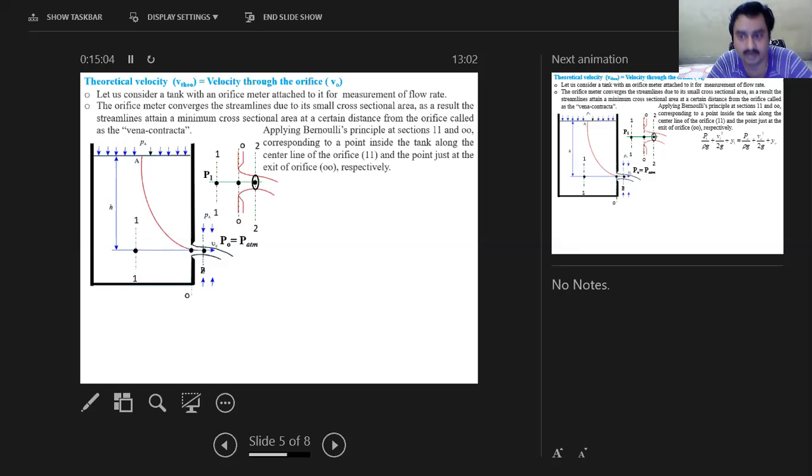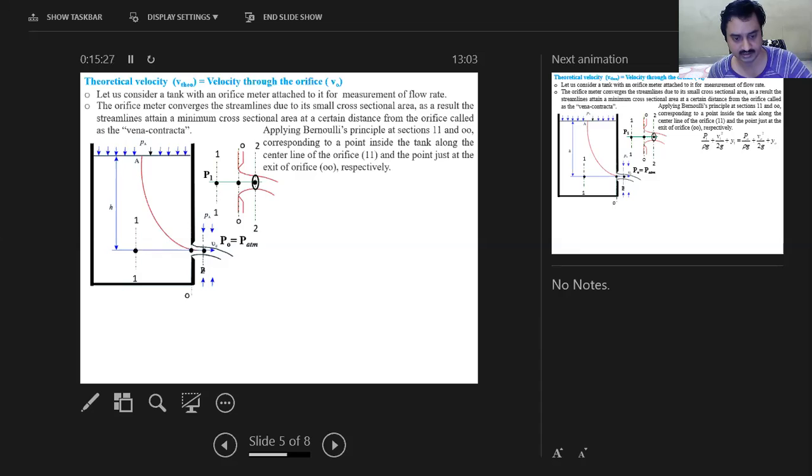Now let's apply Bernoulli's theorem to two cross sections, cross section 1,1 and cross section 0,0. Cross section 1,1 corresponds to a point inside the tank along the center line of the orifice, and the point 0,0 is the cross section corresponding to the orifice.